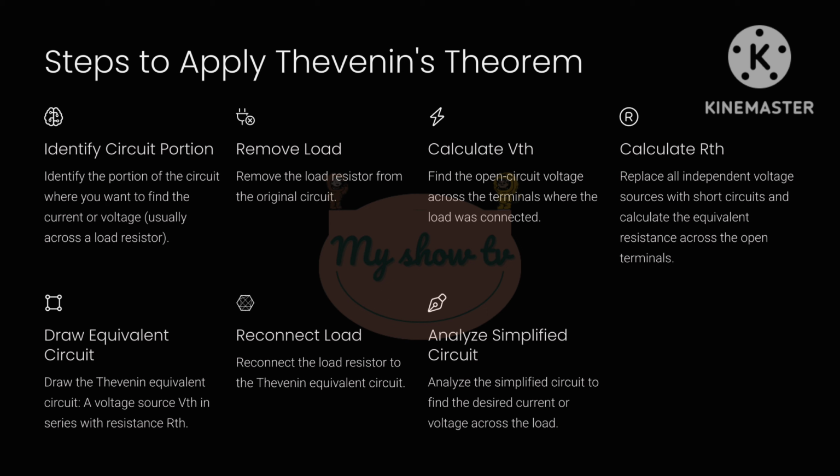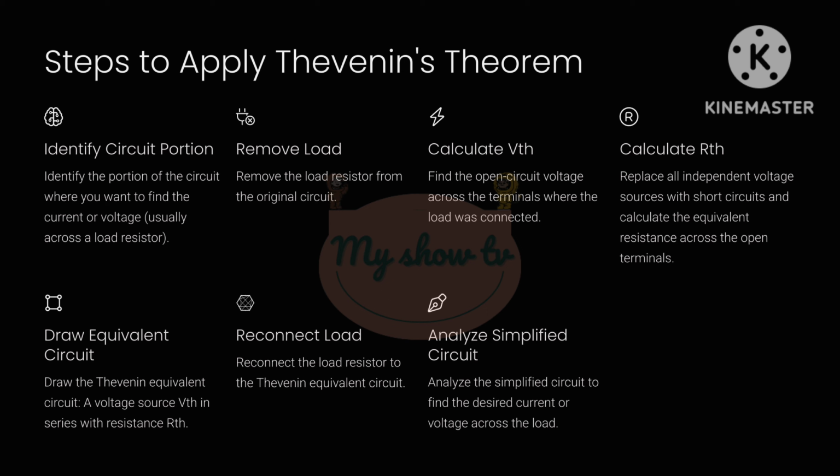Slide 2. Steps to apply Thevenin's theorem. To apply Thevenin's theorem, we follow a specific step-by-step method. Step 1. Identify the portion of the circuit where we want to find the current or voltage, usually across a load resistor. Step 2. Remove this load resistor from the circuit. This helps us isolate the rest of the circuit for simplification. Step 3. Calculate the Thevenin voltage, which is the open circuit voltage across the terminals left after removing the load.